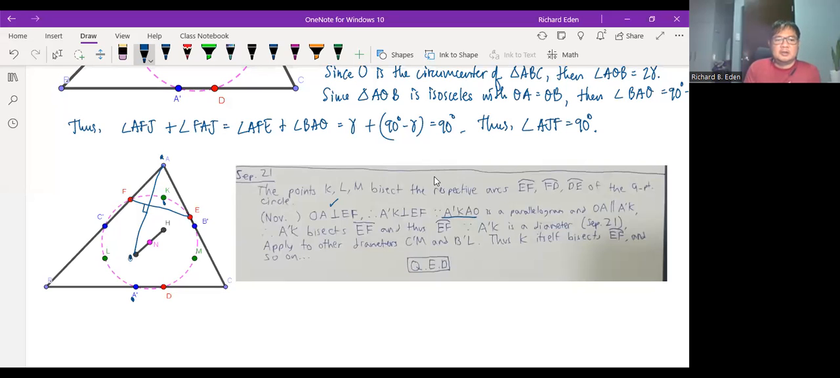AO parallelogram yon. So, ibig sabihin, itong KA prime parallel dun sa AO. So, ibig sabihin, 90 degrees din yon. Alright. Okay.